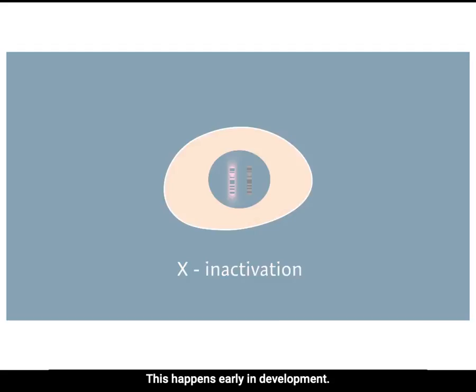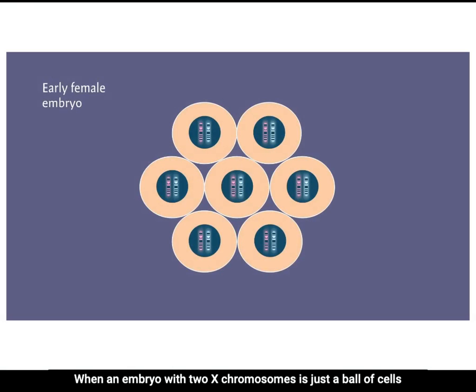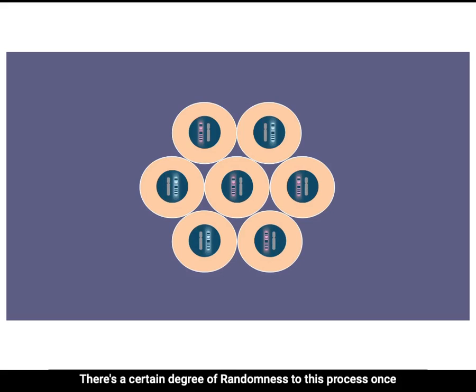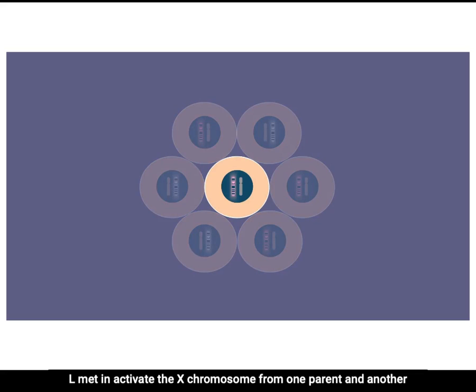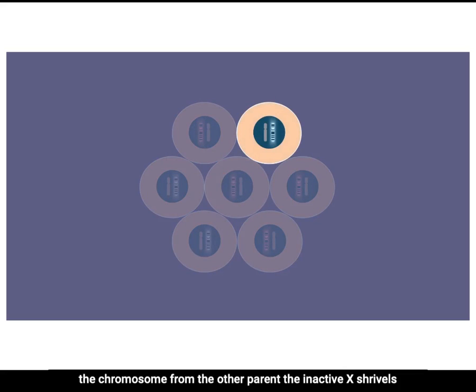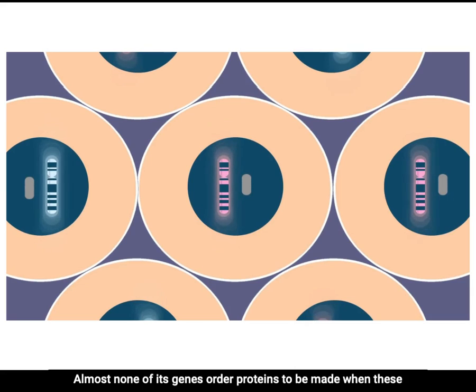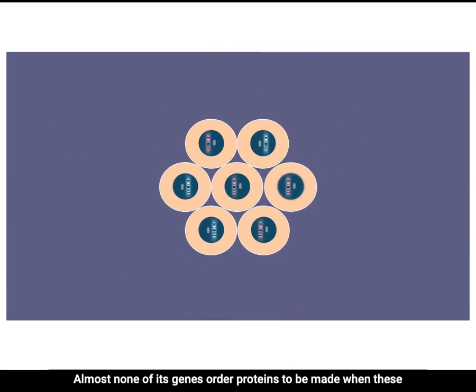This happens early in development when an embryo with two X chromosomes is just a ball of cells. Each cell inactivates one X chromosome. There's a certain degree of randomness to this process. One cell may inactivate the X chromosome from one parent, and another the chromosome from the other parent. The inactive X shrivels into a clump called a bar body and goes silent. Almost none of its genes order proteins to be made.